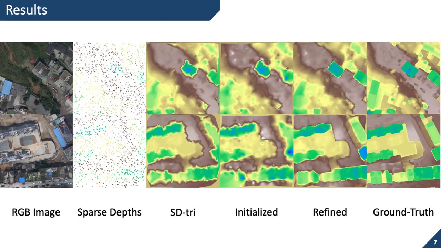Here we show some rendered depth maps from the predicted mesh. SD-try is a baseline method that triangulates the sparse depth points. Compared with the initialized mesh and the SD-try mesh, the refined mesh rendered depth is better recovered, especially at the building boundaries regions.